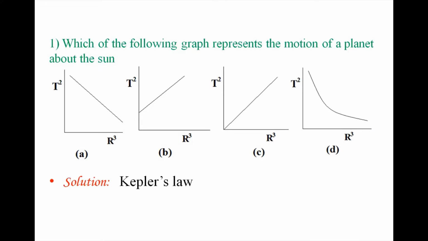The solution is Kepler's law. We know Kepler's third law of planetary motion: the square of the period of revolution of the planet around the sun is directly proportional to the cube of the semi-major axis of the elliptical orbit. So here option C is correct. Direct variation of T square against r cube. So let's see the next objective.